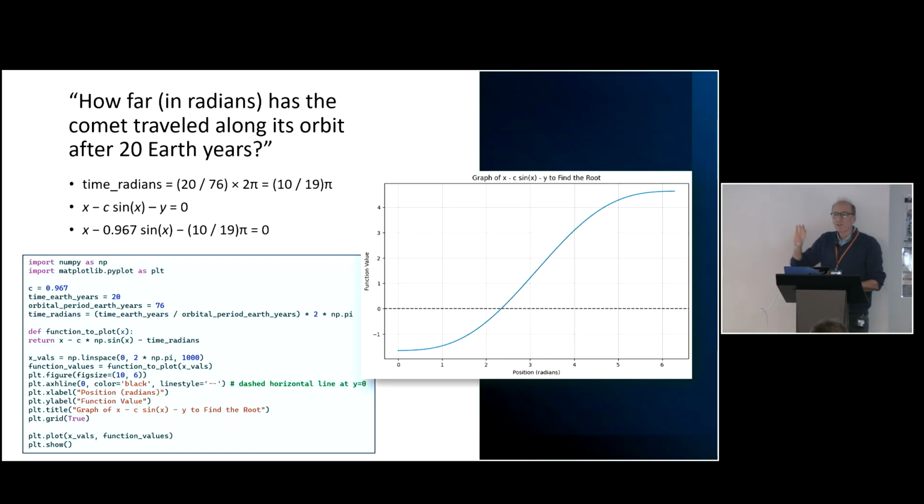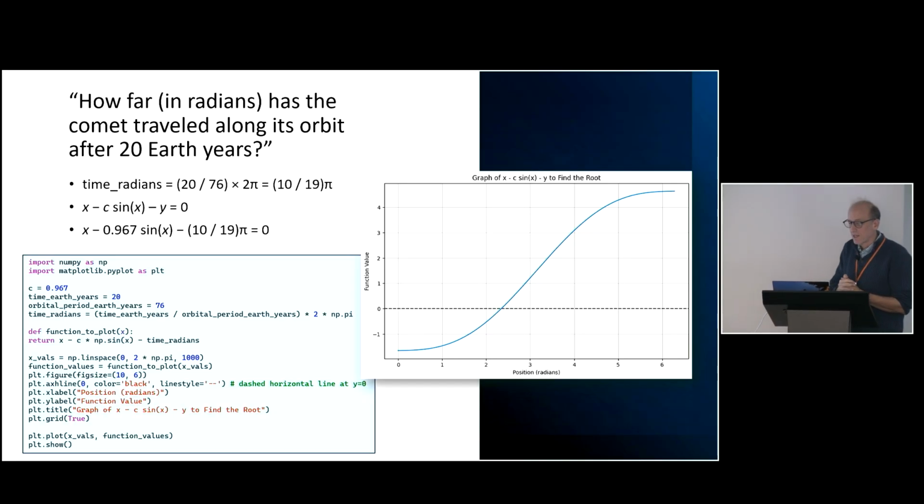But now, no good deed goes unpunished. Now Kepler wants you to answer a problem going the other way around. How far in radians will the comet have traveled along its orbit after 20 years? And you go, okay, 20 years is 10/19 pi of its total orbit. We set up our equation, and we can tell that we have the equation x minus this constant sine x minus 10/19 pi equals 0.